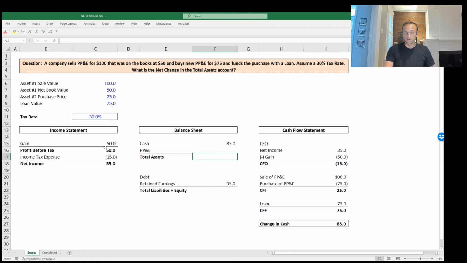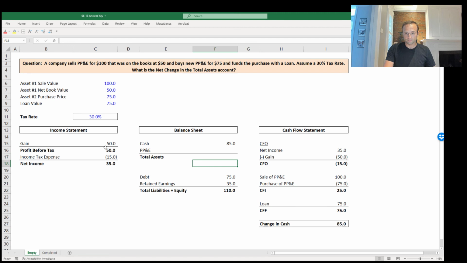So I'm gonna go to the bottom of our balance sheet here and start there. So remember, we have a loan that we raised of $75, which is gonna increase our debt balance. And we can sum this all up to get to a total liabilities and owner's equity change of 110. And if we get this right, it should be the same up above.